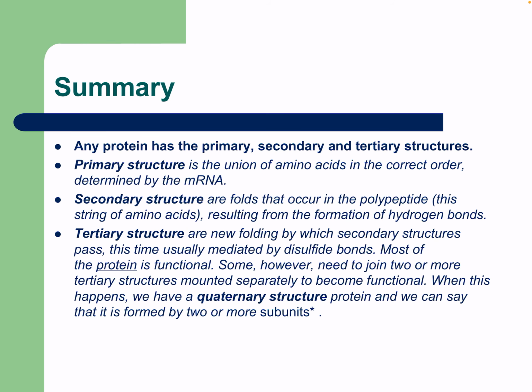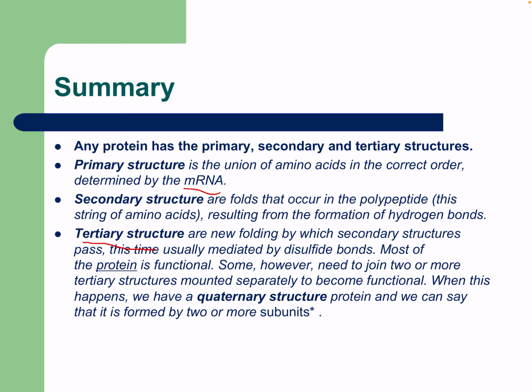So summary, any protein has primary, secondary, and tertiary structures. The primary structure is the union of amino acids in the correct order determined by the mRNA and the ribosome. The secondary structure are folds that occur in this polypeptide, so this string of amino acids results in the formation of hydrogen bonds in the shape of the alpha helix and the beta pleated sheets.